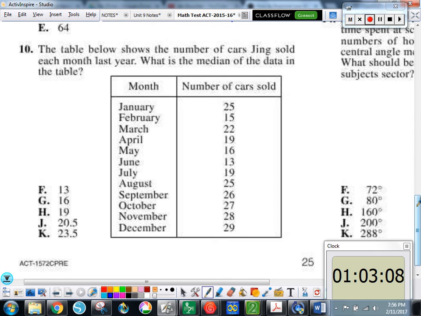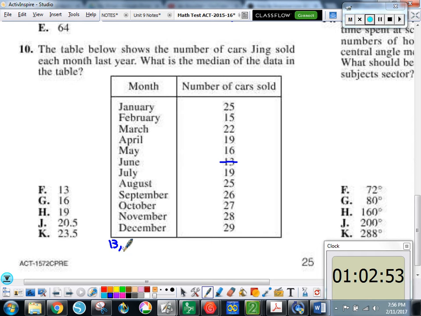Really careful on this one. Median means middle, but that doesn't mean the middle of June and July. So if I want to find the median of this data, I have to put the data in order. Doing that could take some time.